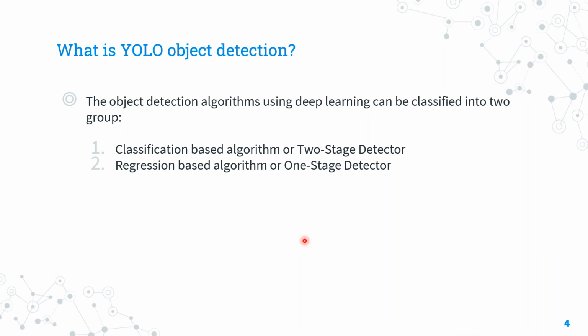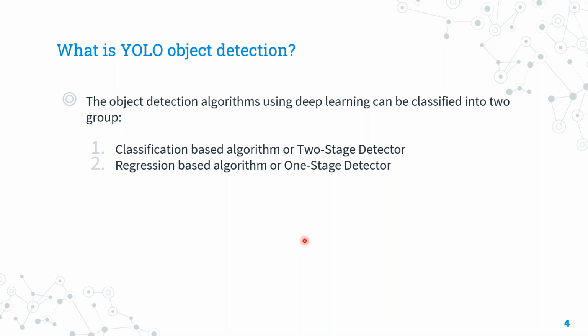The object detection algorithms using deep learning can be classified into two groups. Classification-based algorithms are mainly two stages. In the first stage, it will select a bunch of regions of interest in the image where the chances of objects are high. In the second stage, it will apply a convolutional neural network to these regions to detect the presence of an object. One example of this type of algorithm is RCNN.